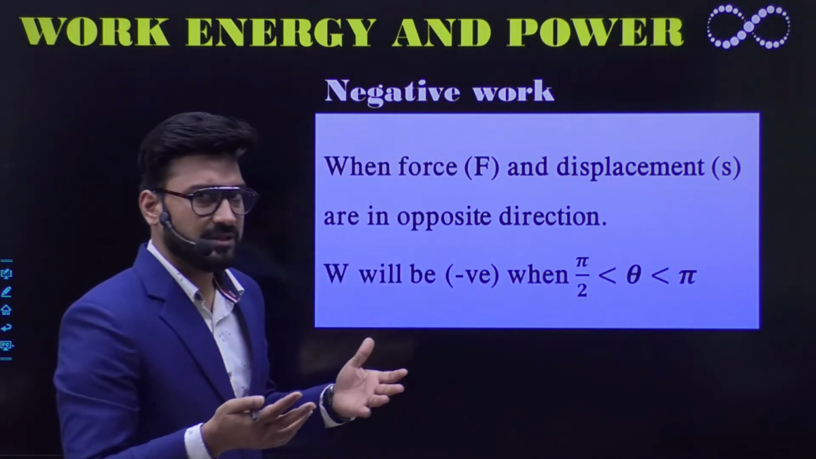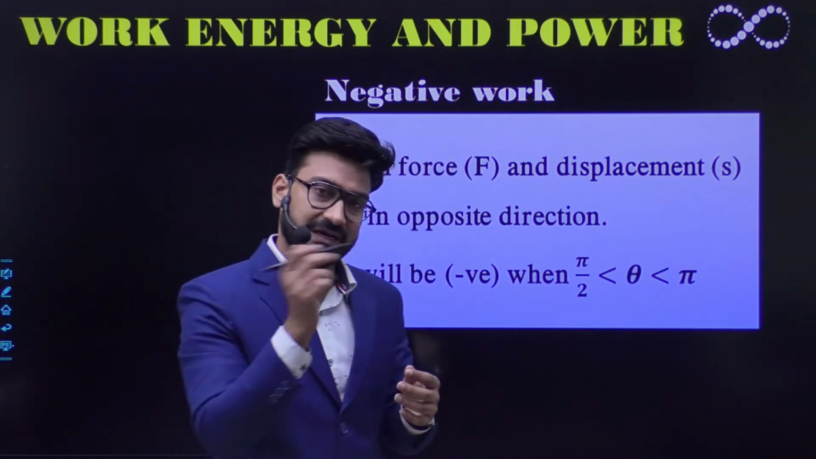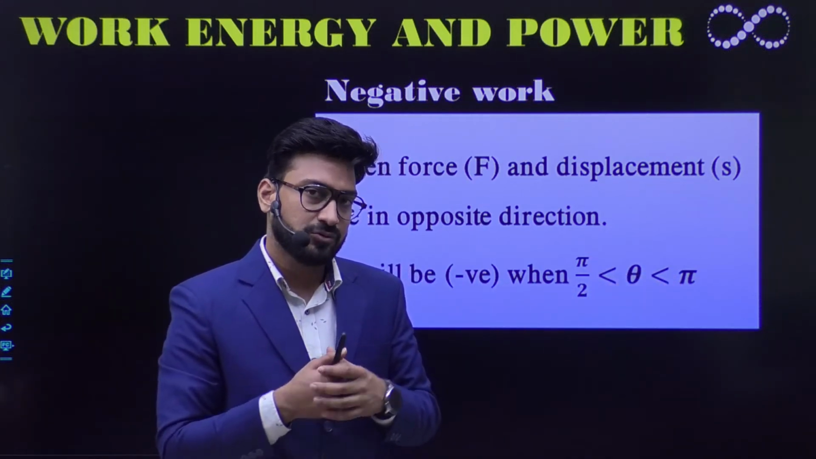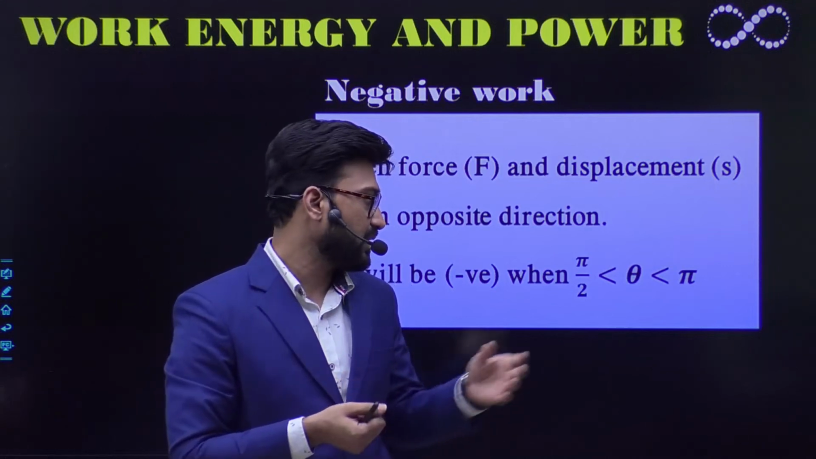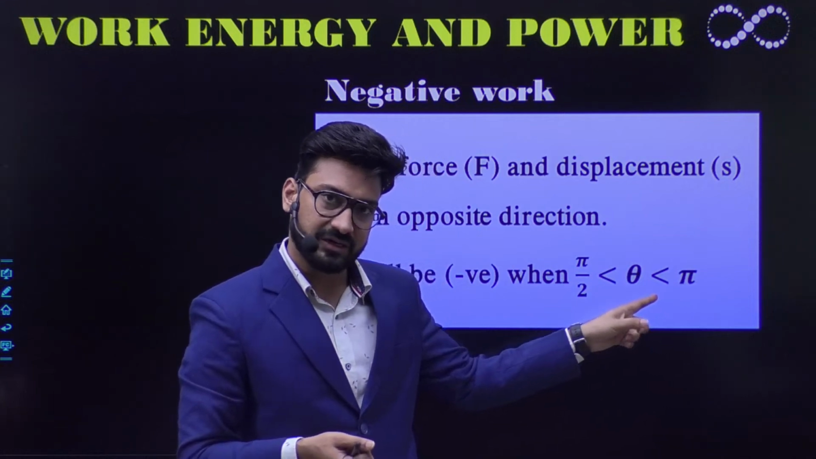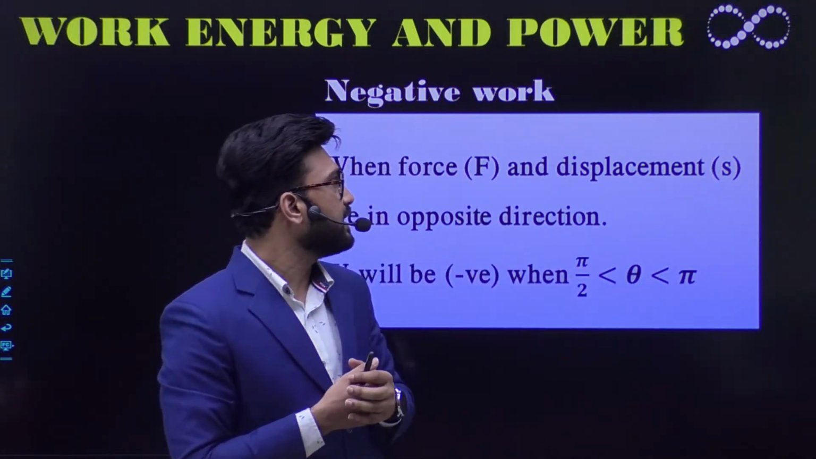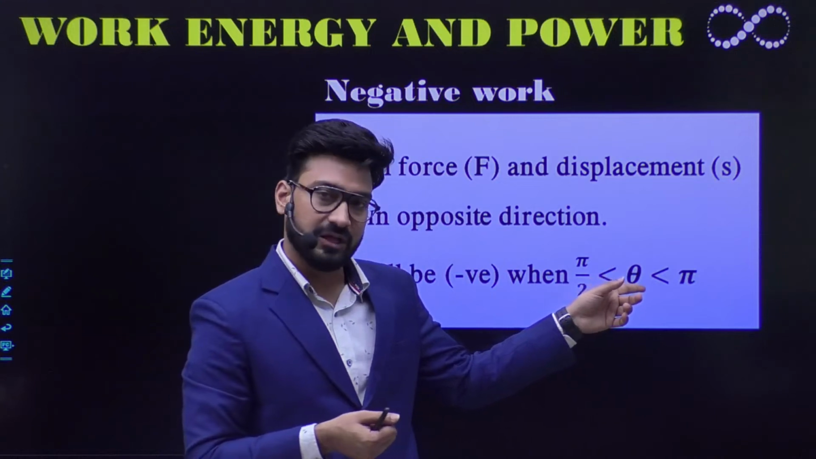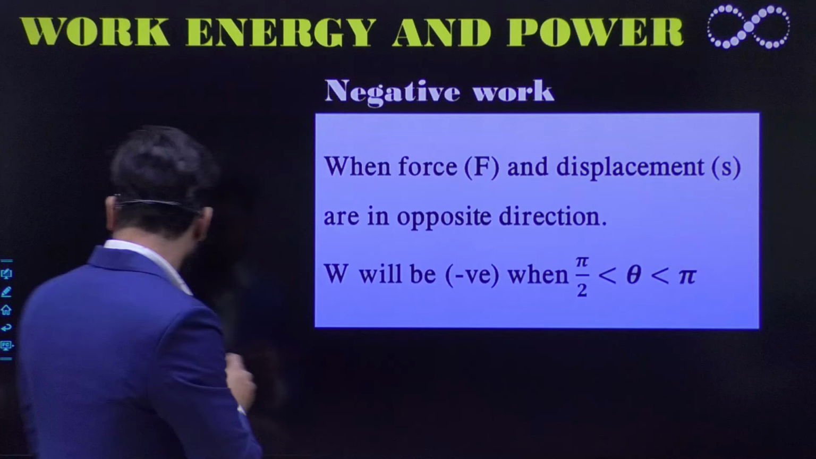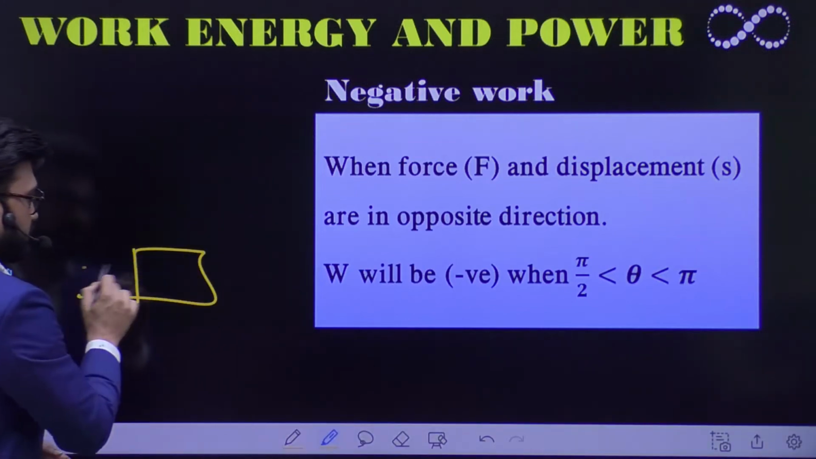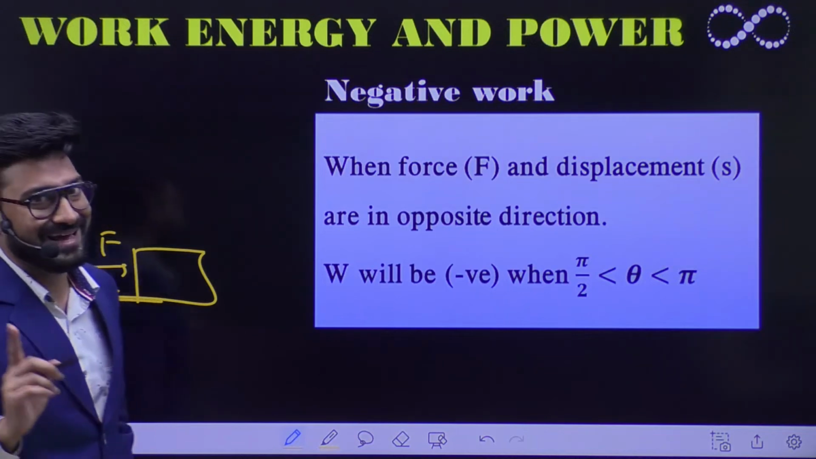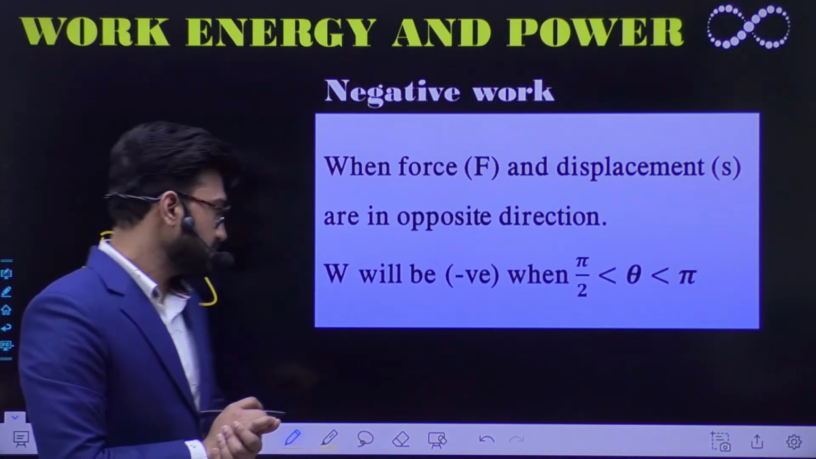In simple words, whenever a force is acting, because cos 180 degree is also -1, then only the work has to be negative. Or you can say when the angle between them is greater than 90 degree and less than or equal to 180 degree, the work is said to be negative. So whenever a force is acting on the body like this and displacement is in this direction, then the work is said to be negative. I hope this concept is also clear.